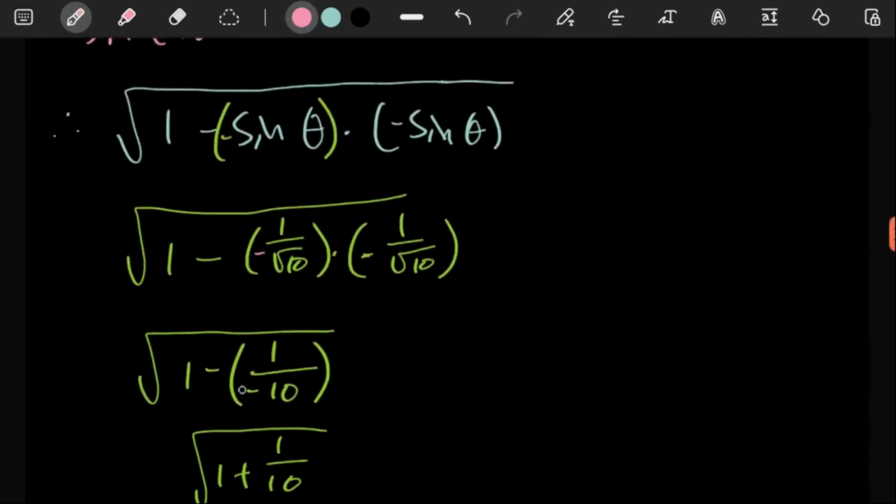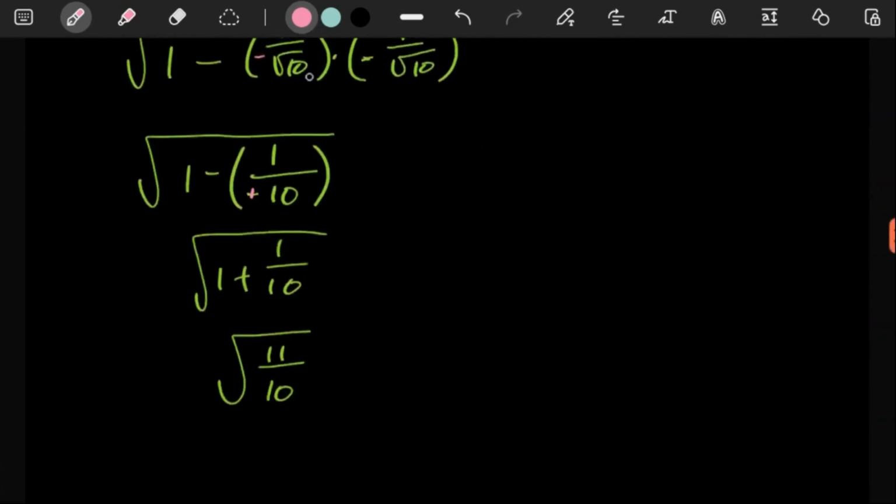There's a negative. So this times this is going to give you a plus down there, actually. Meaning you're actually going to be subtracting here. Meaning here you're actually going to have 9 over 10 as your final. Yeah, square root of 9 over 10.